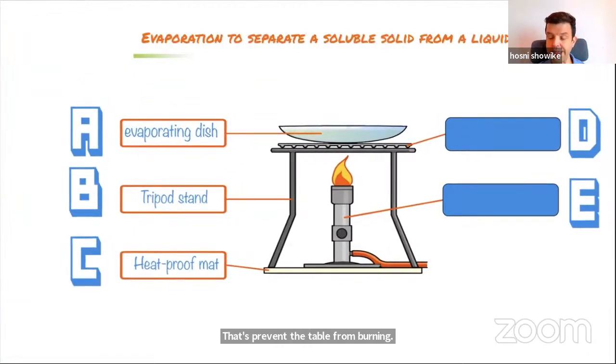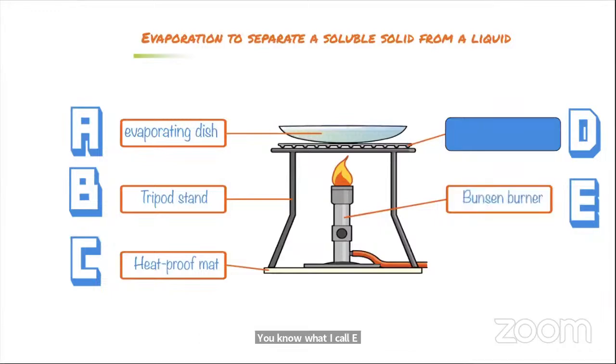Do you know what I call letter E? E is what I use for heating in chemistry. You know what I call E? It's a Bunsen burner. That's a Bunsen burner.